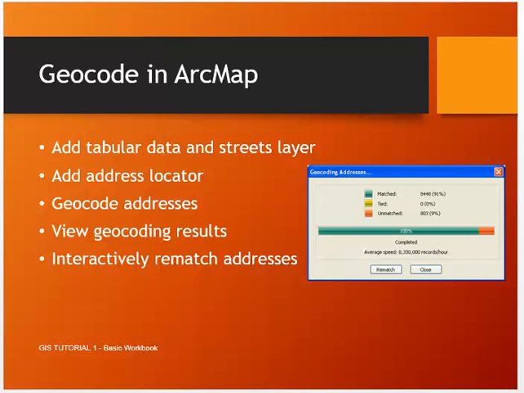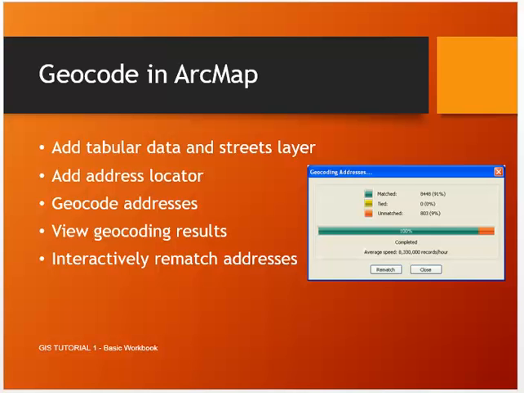Okay, so now that you've got your address locator set up, to do the geocoding, you go into your ArcMap, you add your street layer and your tabular data to your map. Right-click on the tabular data in the table of contents and select geocode addresses. That'll open up a dialog asking what locator you want to use. Once that's set up, you click Run.